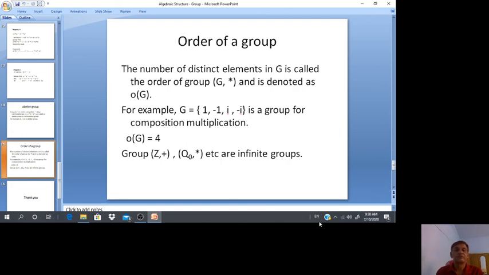Consider the group of integers for addition composition. It has an infinite number of elements. This means that it is an infinite group. Similarly, we see that the set of rational numbers, and the set of non-zero rational numbers for the composition multiplication, are examples of infinite groups.